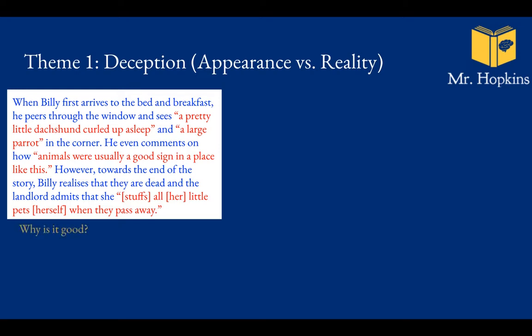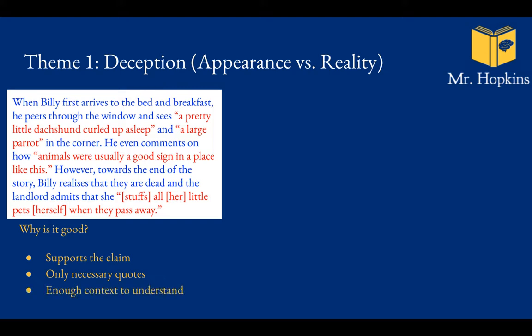Well, first of all, it perfectly supports the claim. He sees animals, thinks that's good, realises they're dead. A great example of appearances can be deceiving. It's only the necessary quotes. Look how short these phrases are. There are a few words here and there. A large parrot, 3 words. They're not these big long quotes. It's only what the student needed to support the claim.